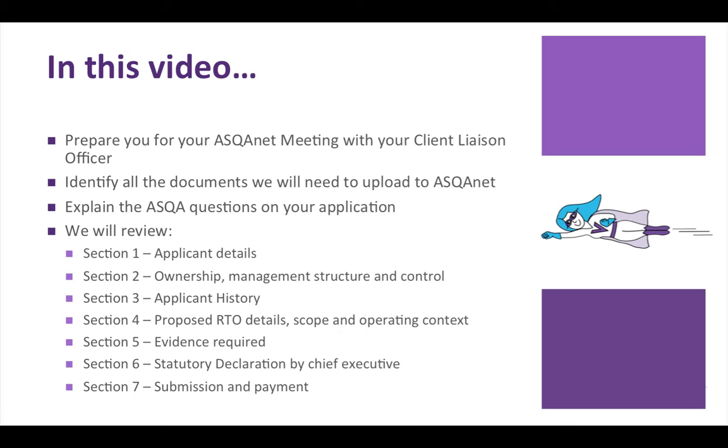Section 5 will go through the evidence that we need to upload to ASQANet and what we will be providing and what you will need to do in part of that application. Section 6 is your statutory declaration by your Chief Executive Officer. That's just a form that they need to complete that we'll upload. Section 7 is submission and payment and the process for that.